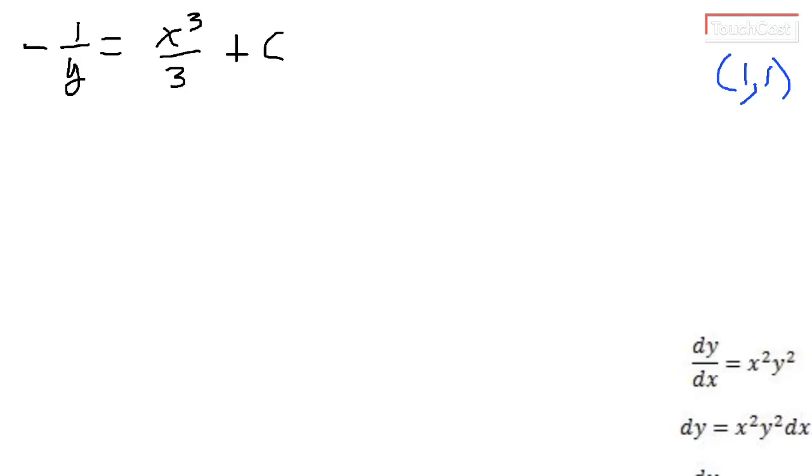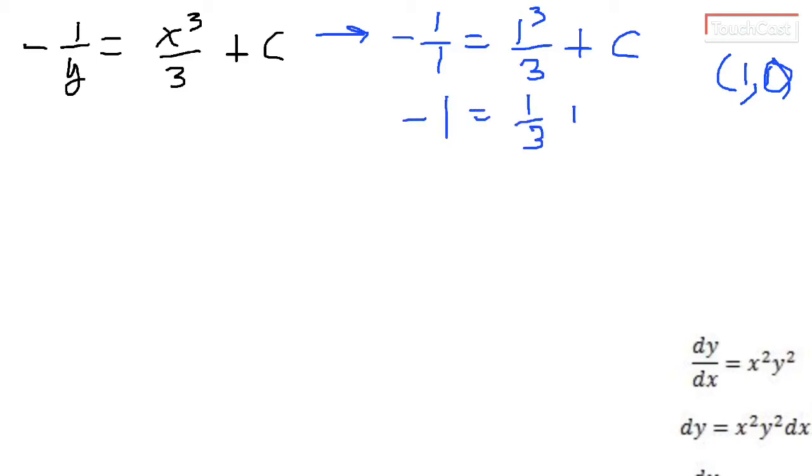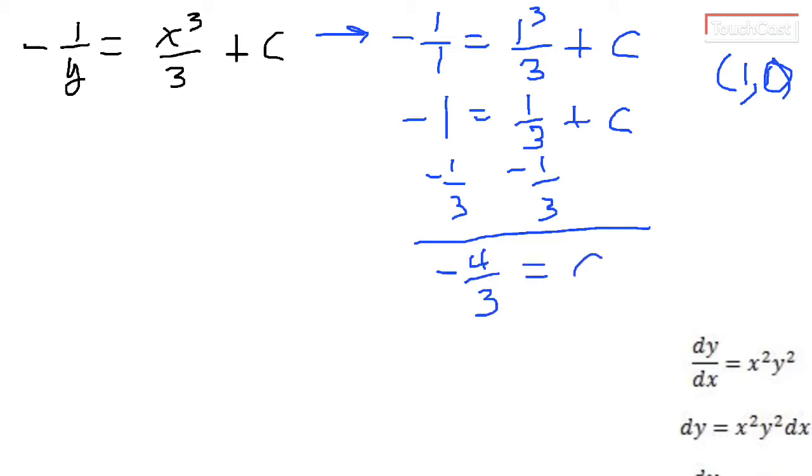So I'm going to come over here to the side, and I'm going to figure out what c is by using this ordered pair. So negative 1 over my y is 1 is supposed to equal 1 cubed over 3 plus some constant. I'm going to figure out what the constant is. So this is negative 1 is equal to 1/3 plus c. And I'm going to subtract 1/3. At this point, you can do as much or as little work as you care to. They're just going to check for the final answer. This is negative 4/3 equals c.